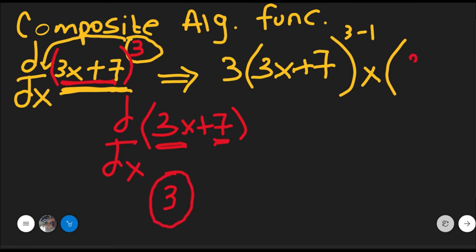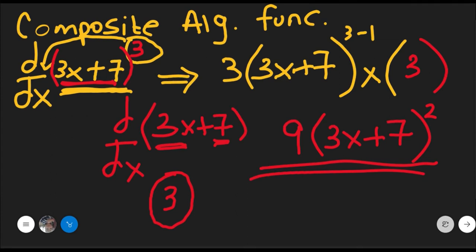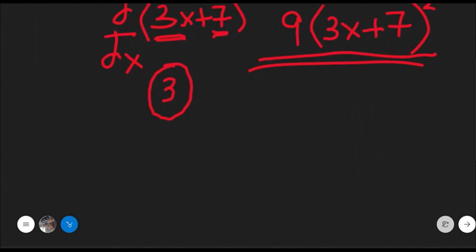So we need to multiply this by 3. This would become 9 into 3x plus 7 to the power 2. So the answer is 9 into 3x plus 7 to the power 2. This is how a composite algebraic function looks like and how we differentiate it. And we are not going to stop here. We have some more examples. So you need to stick around and watch the complete video to understand how exactly we are going to tackle the questions. This would make your concept crystal clear.